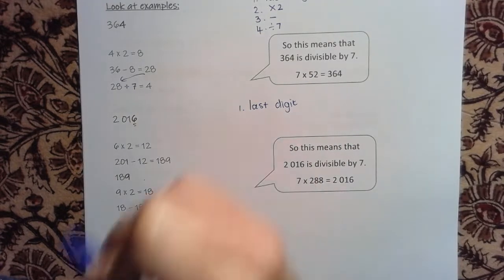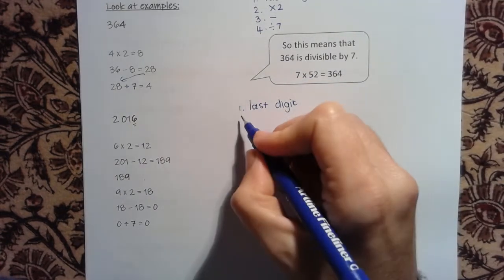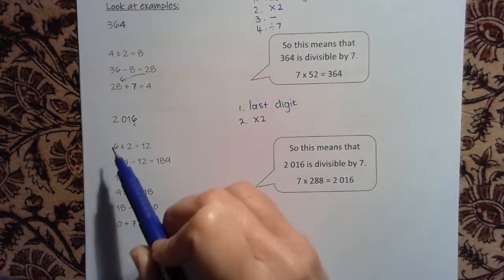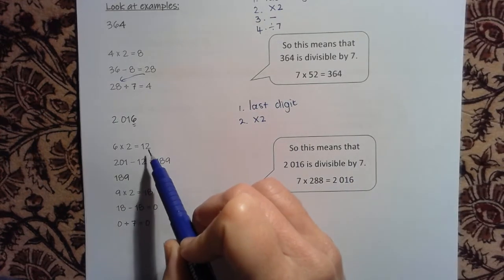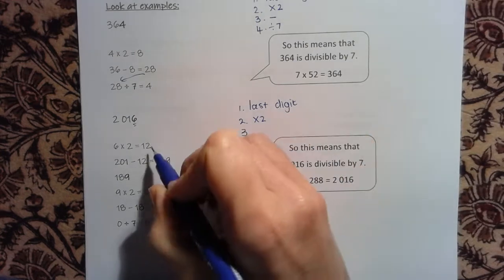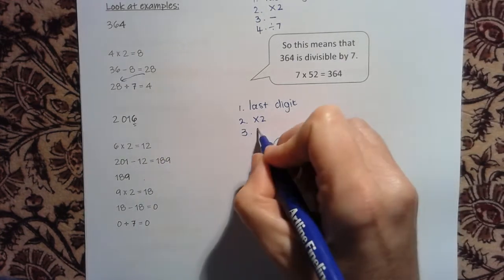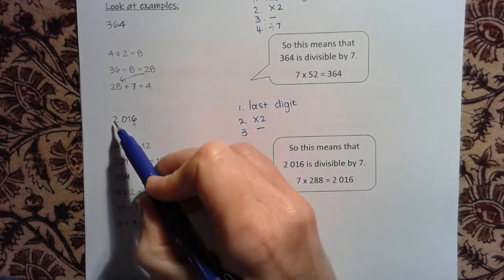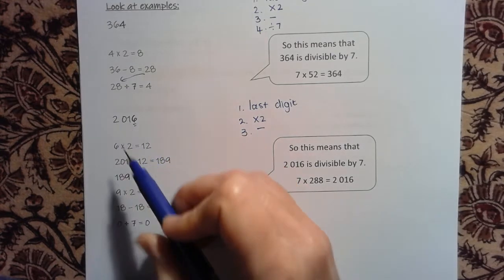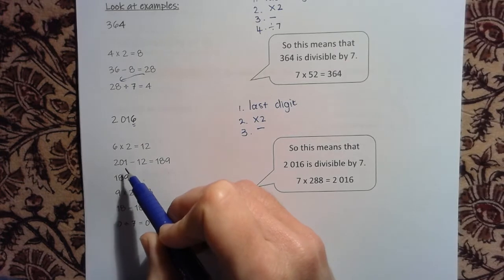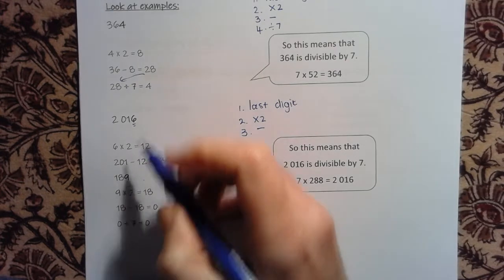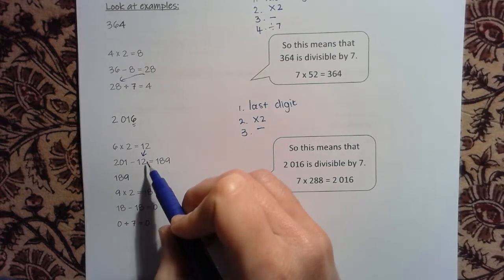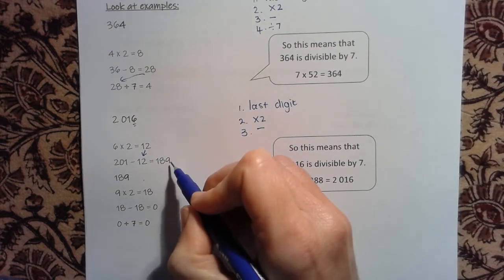So that would be the 6. What must we do with that last digit? You have to double it, times 2. So 6 times 2 is 12, right? Now I must take this answer and subtract it from the rest of the number. So what's left if I take the 6 away? There will be a 2 and a 0 and a 1. So that makes 201. So take your answer, minus it from the rest of the number. So 201 minus 12 equals 189.